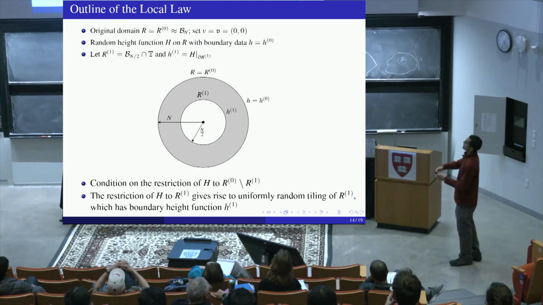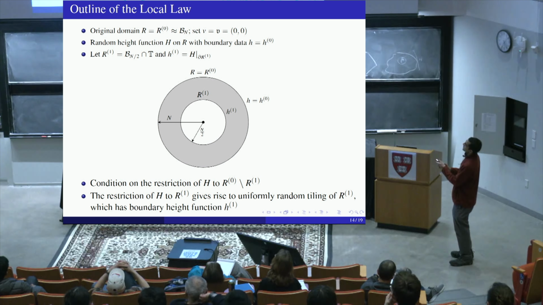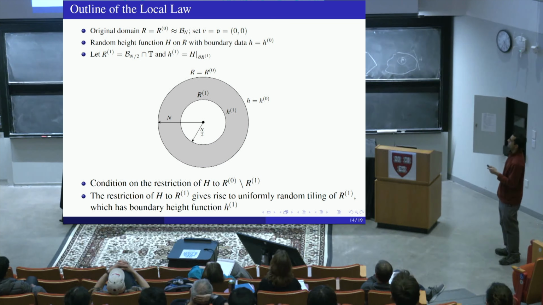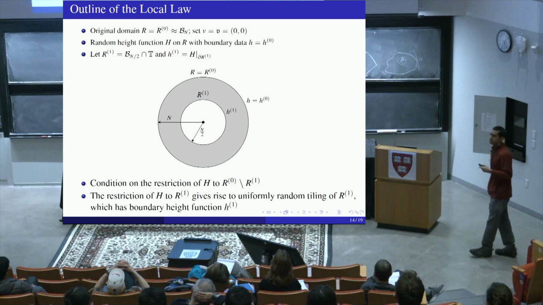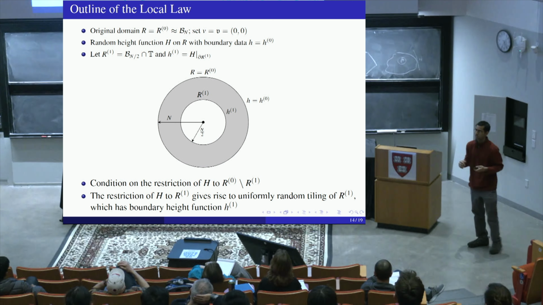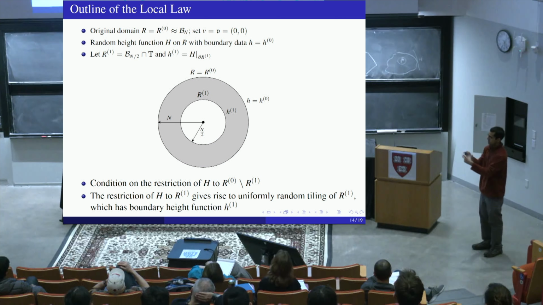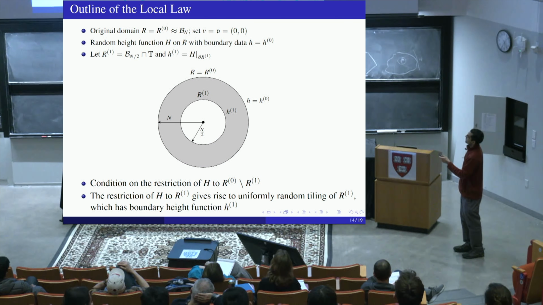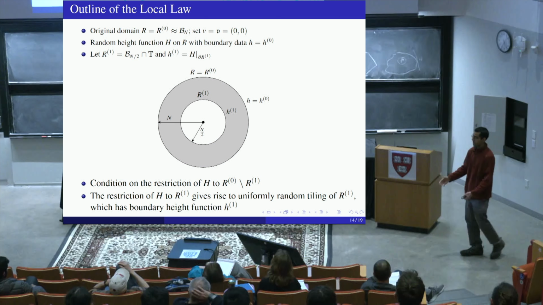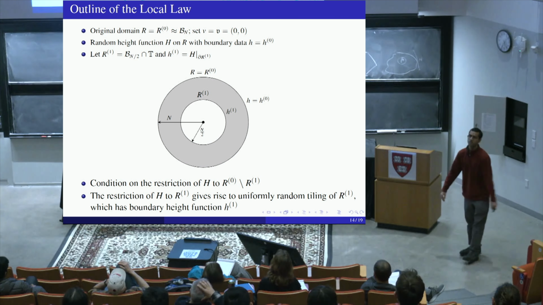And I'll let h of 1 denote the restriction. So this is going to be random now. I have a random height function on this R. You take this height function and you restrict it to the subdomain. This is going to give you a random function h1, okay? Now I'm going to condition on the gray part. I'm going to condition on everything outside of R1 but inside of R0. I'm fixing what all the tiles are doing outside of here, equivalently, I'm fixing what the height function is doing there. And then by this conditional uniformity, I get a uniformly random height function, a uniformly random tiling in this white region. So the restriction of h to R1 will give me a uniformly random height function on R1, which has this boundary condition h1, okay?